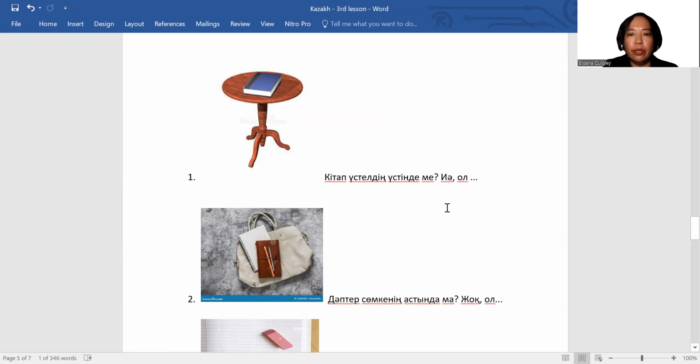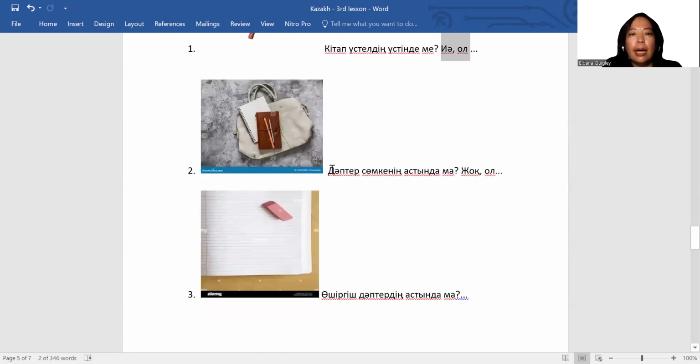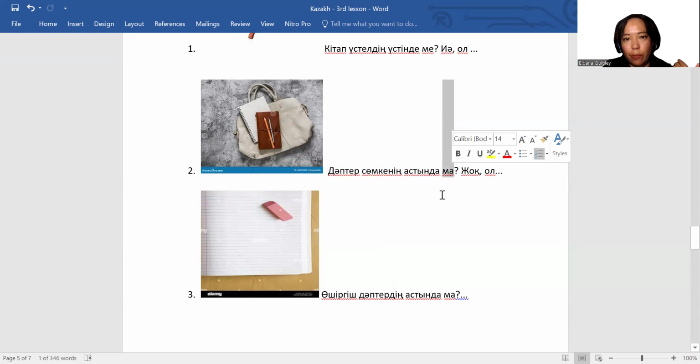Yes, affirmative. And then you have to write whether it's üstünde or астында. Well, in this case, it's going to be easy, right? Because I gave you a little hint. Yes, it, and then you have to add, is on the table, in Kazakh. Next: Дәптер сөмкенің астында ма? What is дәптер? A notepad. What is сөмке? A bag. Астында, under. Question form. Дәптер сөмкенің астында ма?